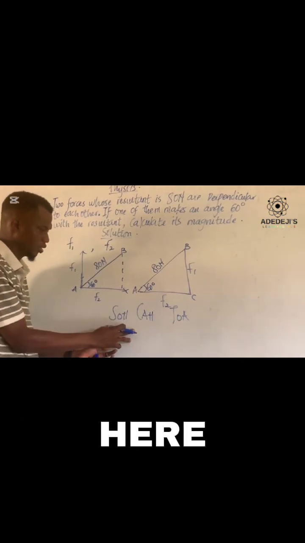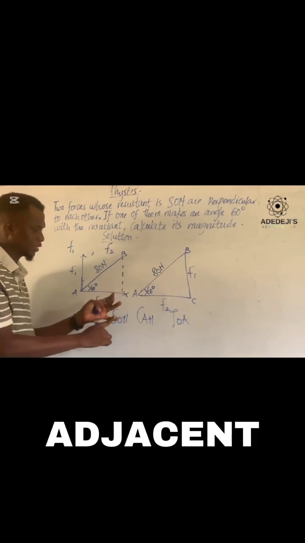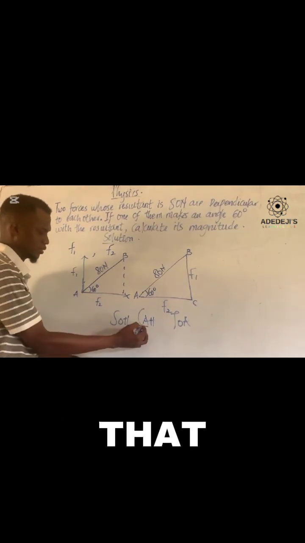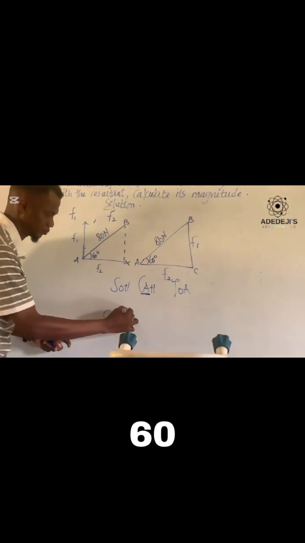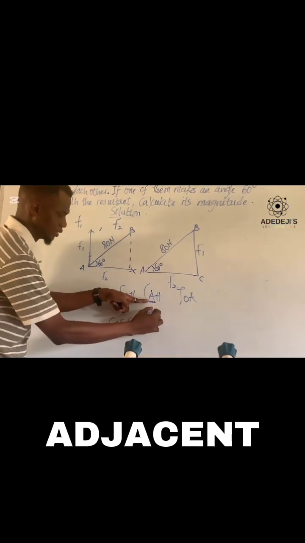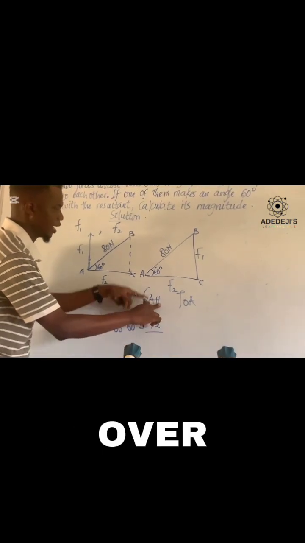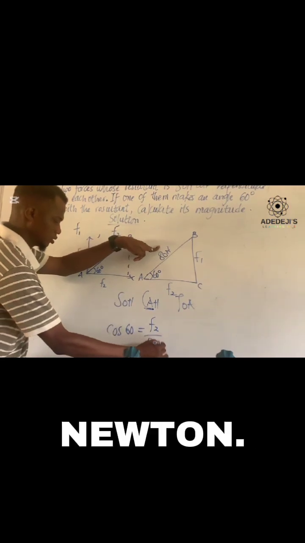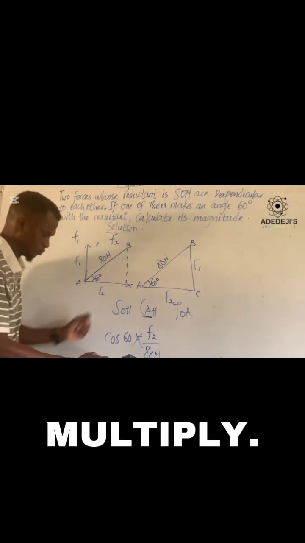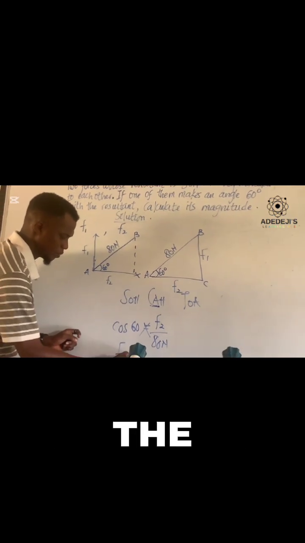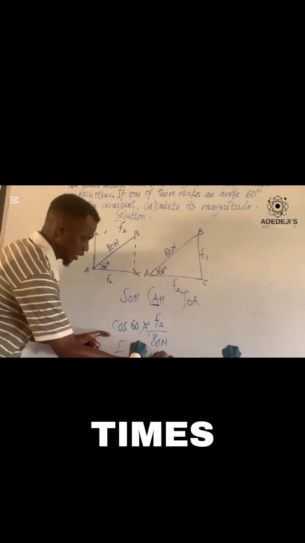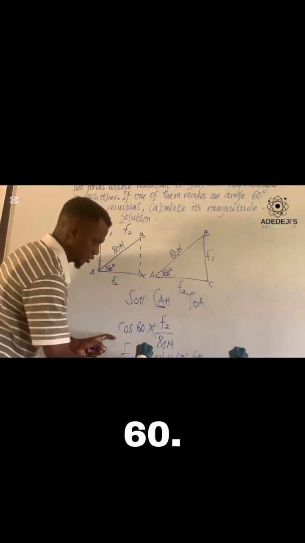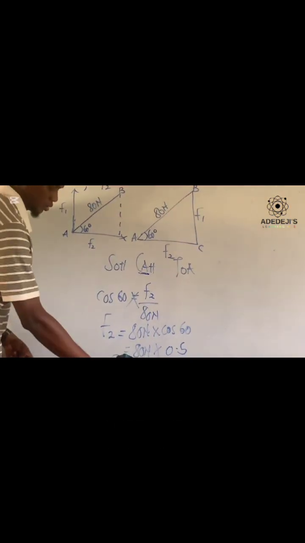So if you come here, which of them combines adjacent and hypotenuse? That is CAH. Therefore, we can say cos 60 equals adjacent F2 over hypotenuse 80 Newton. Then we can cross multiply. Therefore, the magnitude of our F2 will be 80 Newton times cos 60. So I will have 80 Newton times cos 60.